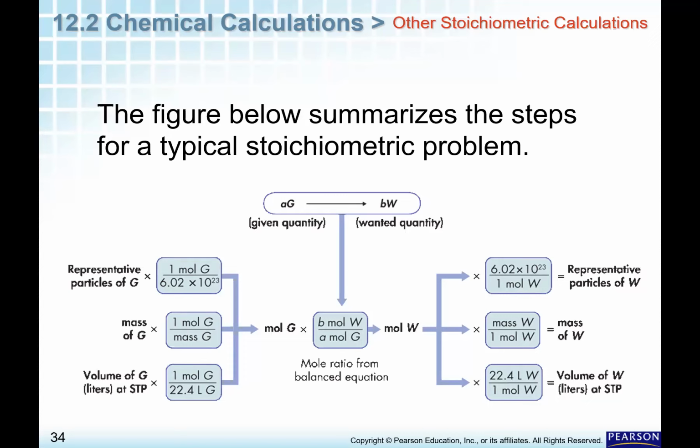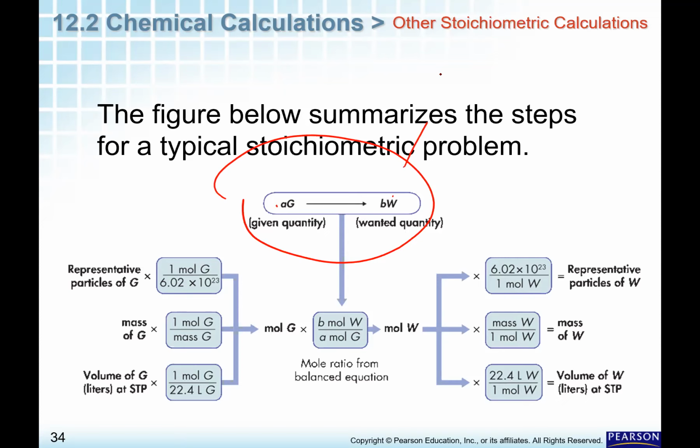This chapter is about stoichiometry, which is the chemical calculations that we do whenever we have a chemical reaction, determining the quantities of material needed and the material that are produced. So with this general reaction, reactant G is going to produce a product W, and A and B are the coefficients. This is a balanced equation.